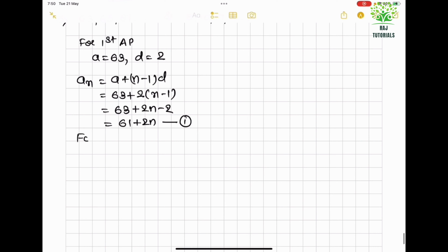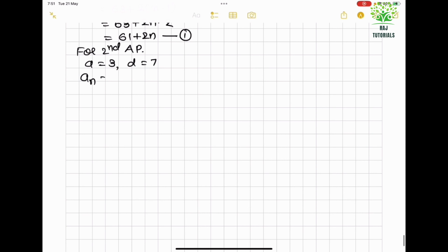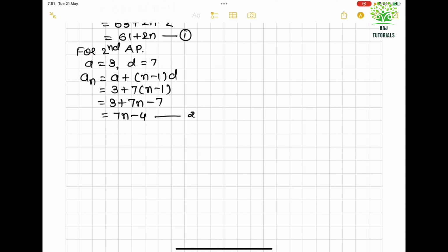Now for the second AP, A is 3, D is 7. AN will be A plus n minus 1 D. So AN will be 3 plus 7 into n minus 1. So 3 plus 7n minus 7. So 7n minus 4 I will get here.